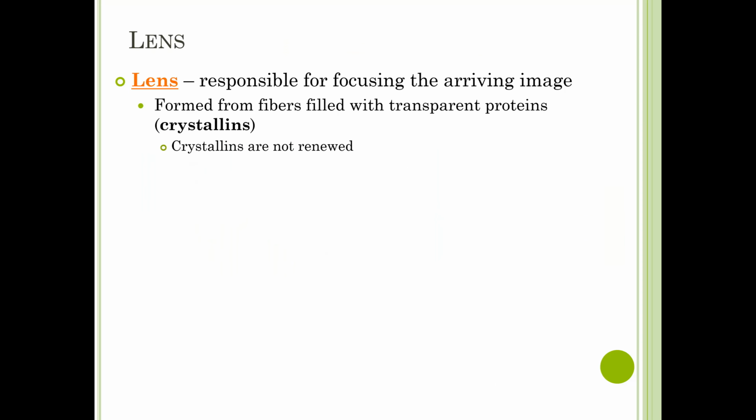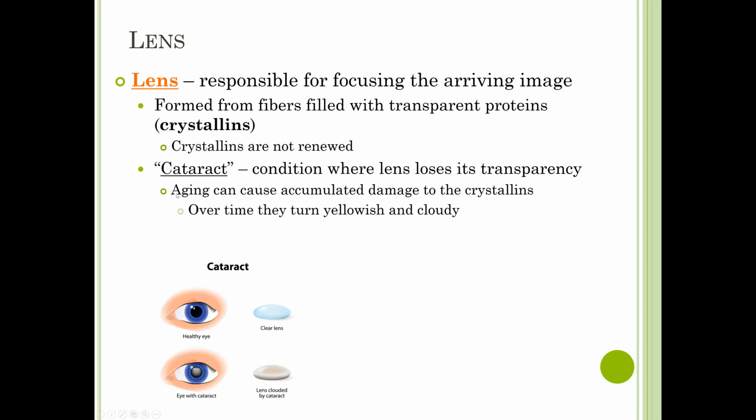So the lens is responsible for focusing the arriving image, and the lens is formed from fibers that have transparent proteins called crystallins. Crystallins are not renewed throughout your life, so the crystallins that are part of your lens when you're born are the ones that you'll be stuck with. A condition called cataract occurs when the lens loses its transparency. Over time, aging can cause accumulated damage to those crystalline proteins, and they can turn yellowish and cloudy.